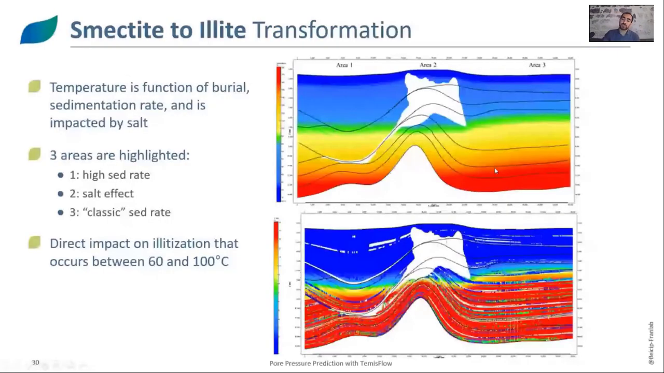Then we tested as well the impact of diagenesis, so the smectite to illite transformation, which is related to the temperature. So here you see the temperature regime within the section, which is linked to the presence of the salt. The salt tends to cool down the temperature underneath the salt, and it is also increased by the strong burial right here. And here you have the impact of illitization, which occurs usually within a range of 60 to 100 degrees. So here is the percentage of illitization that is observed.